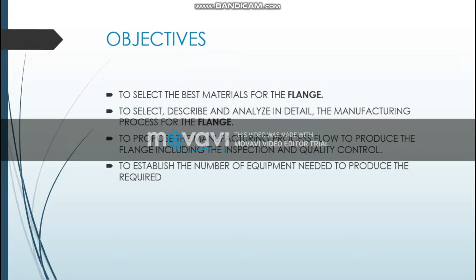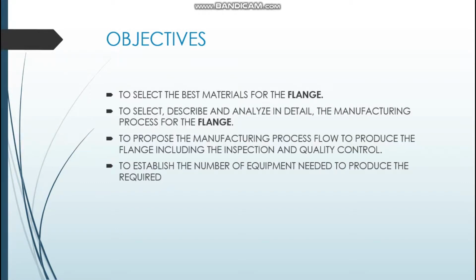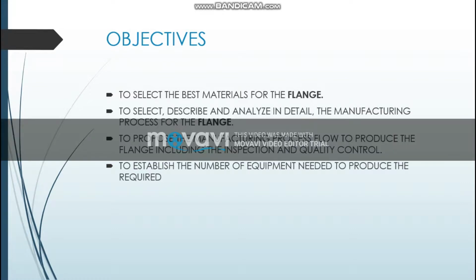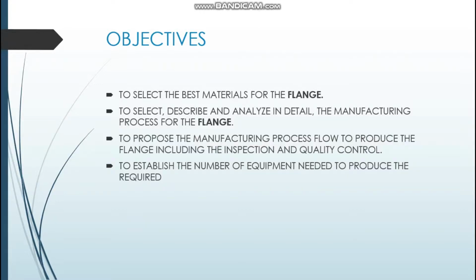Objectives: to select the best material for the flange; to select, describe and analyze in detail the manufacturing process for the flange; to propose the manufacturing process flow to produce the flange, including the inspection and quality control; and finally, to establish the number of equipment needed to produce the required flanges.